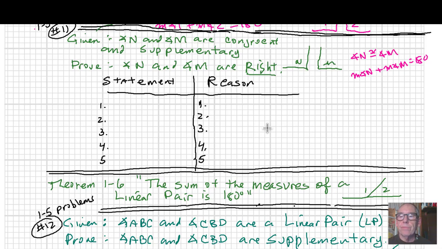right angles. So let's see, I guess we can always start with a given, but let's try to work our way through what needs to go on with this. So N is congruent to M. N plus M is 180 degrees. So I would maybe use N plus N being equal to 180.